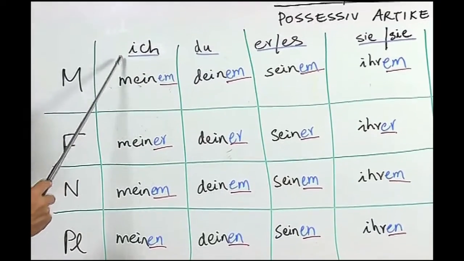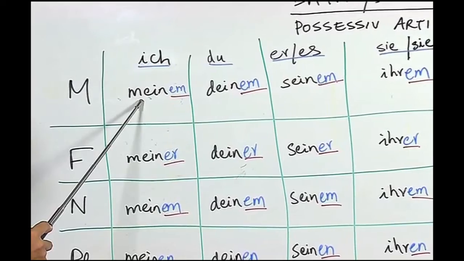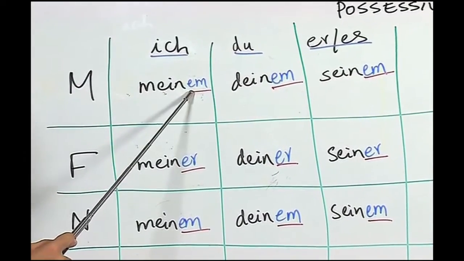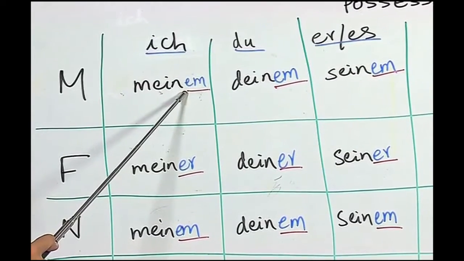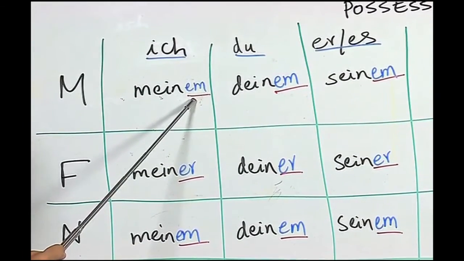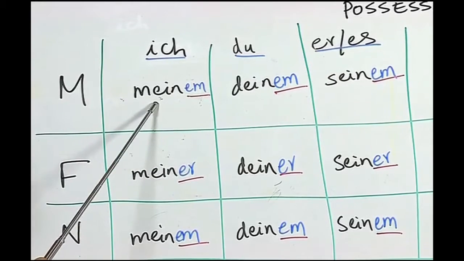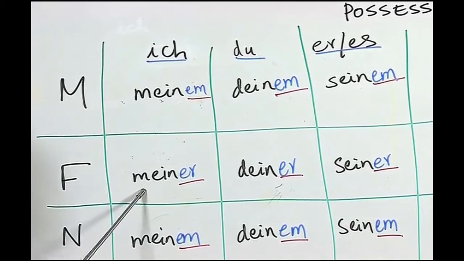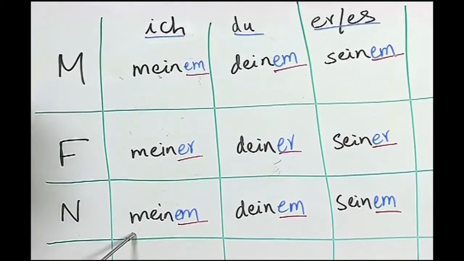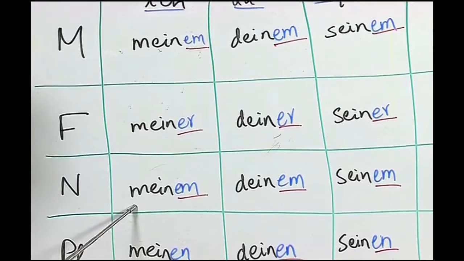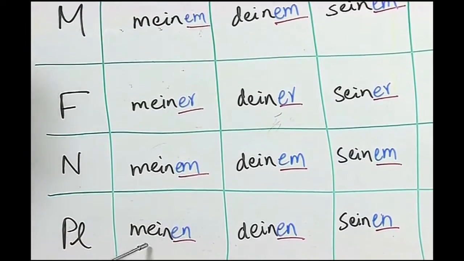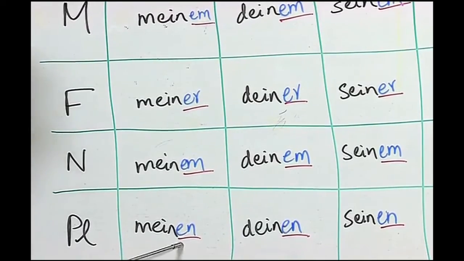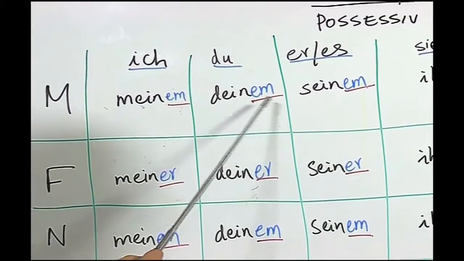You know that for ich we make the possessive article with mein, and if you remember from the previous tables of dative, the ending em is also here. So if we have the article der there, when it converts to dative, it becomes dem. In the same way, mein becomes meinem. In the same way, die becomes der in dative, so meine becomes meiner. Neutral mein from nominative becomes meinem in dative, and meine, which is in plural nominative, becomes meinen in dative plural. The same rule applies to all the other possessive articles.